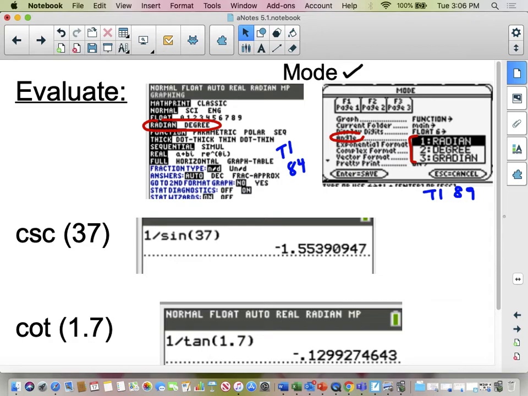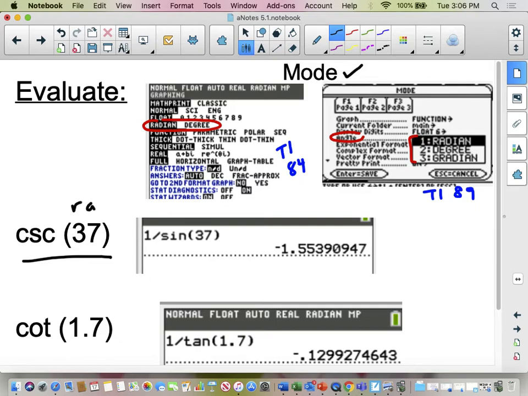So you have to be conscientious. If you look at my example, I have cosecant of 37 right here. Is there a degree symbol? No, no degree symbol, this is in radians. Cotangent of 1.7, no degree symbol, this is radians. If you don't see a literal degree symbol, then it's in radians.